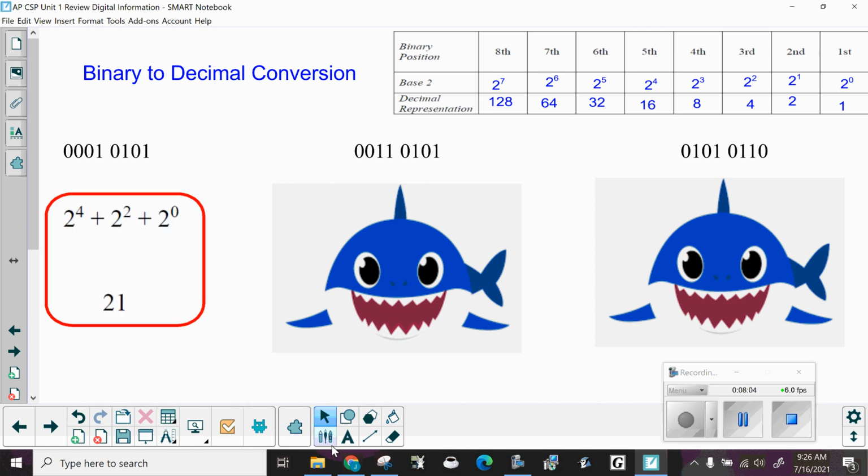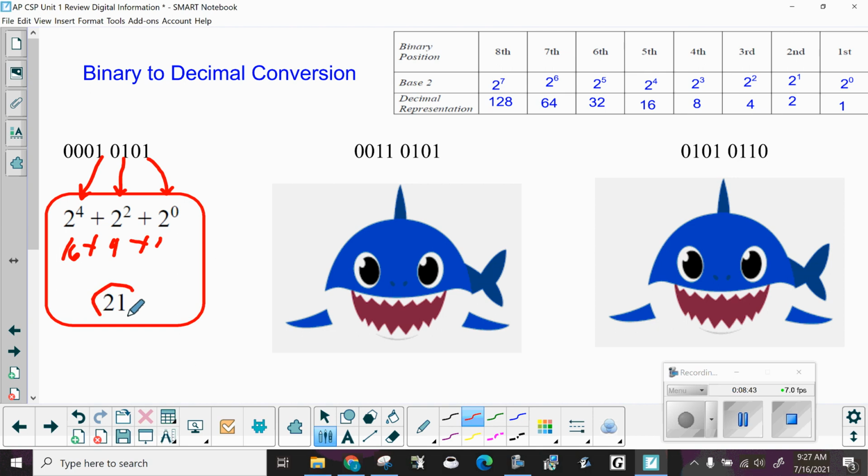Here, we have 2 to the 0. We have one of those. We don't have any 2 to the firsts. We do have a 2 squared. We don't have any 2 cubes. We have a 2 to the 4th, no 2 to the 5ths, no 2 to the 6th, no 2 to the 7ths. Now, 2 to the 0 is 1. 2 squared is 4. And then 2 to the 4th is 16. 16 plus 4 plus 1 is 21.